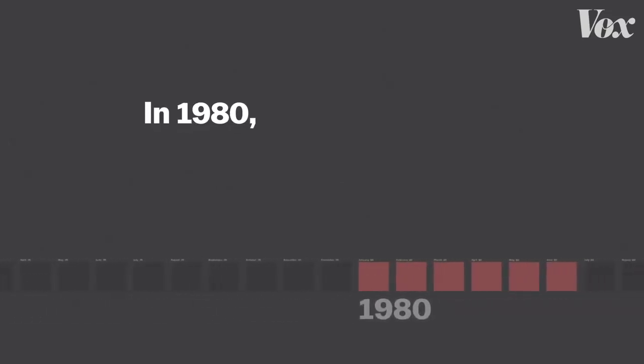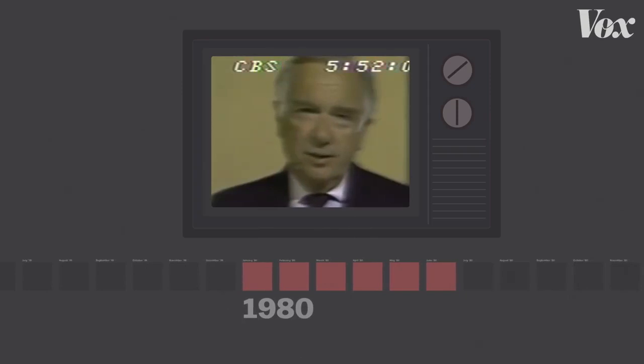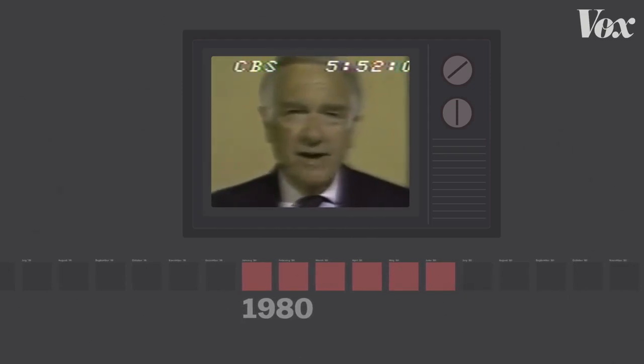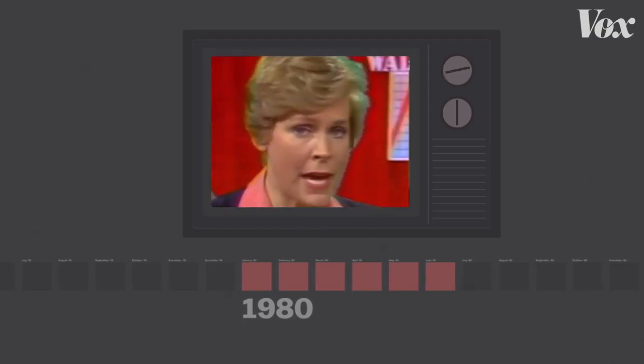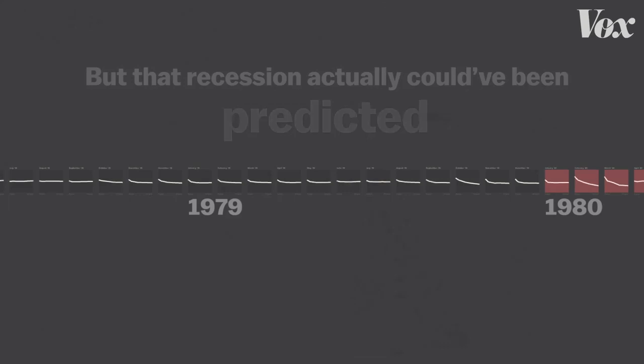In 1980, the US economy went into a recession. Automobile production dropped 37.5%. Wall Street reacted very badly. But that recession actually could have been predicted if you were looking at a very specific type of line.